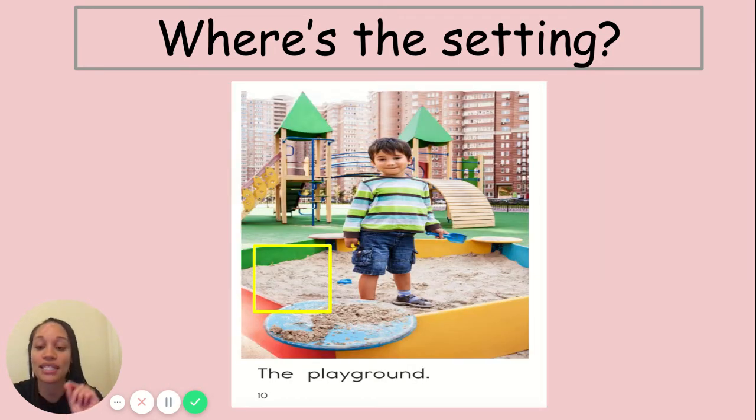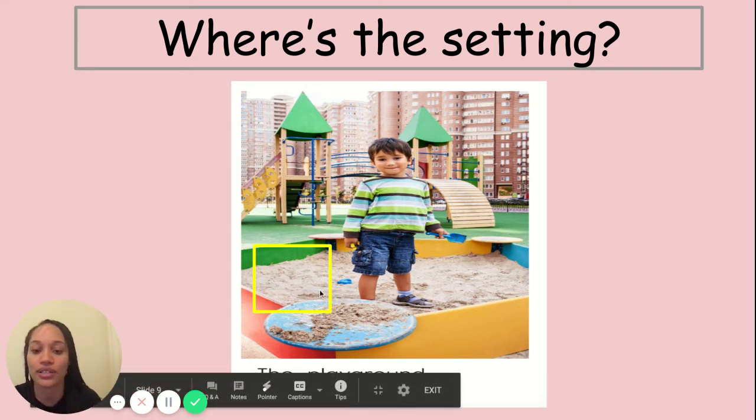You all are going to help me identify the setting of this page, but I'm also going to ask you another question. So let's identify the setting of this page. Where do you see the box covering? Yep, it's covered. It's over. Sorry, it's over the sand. Good job. Where do you usually find sand at?